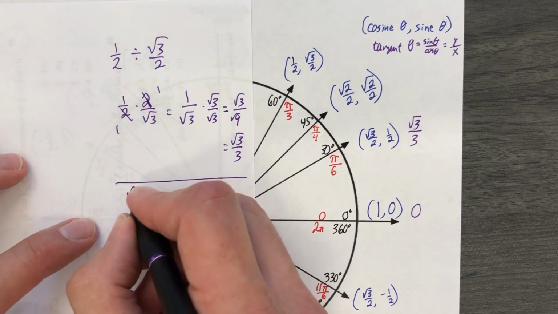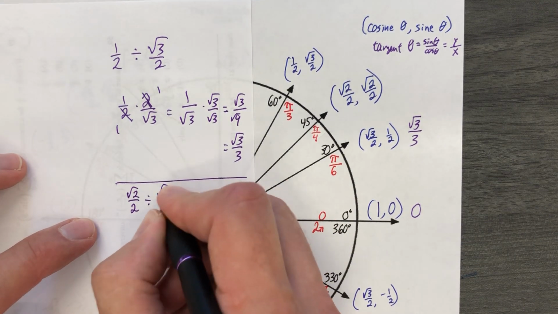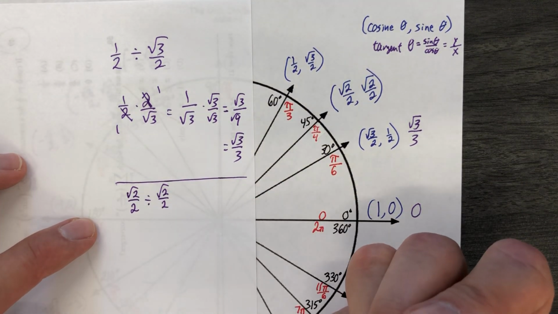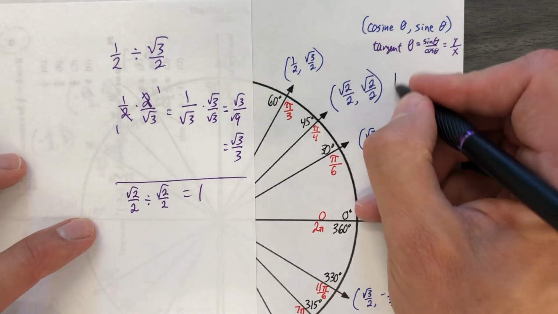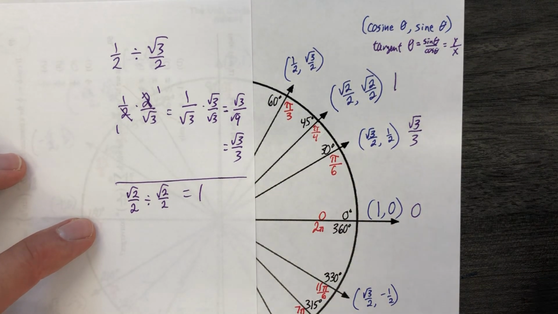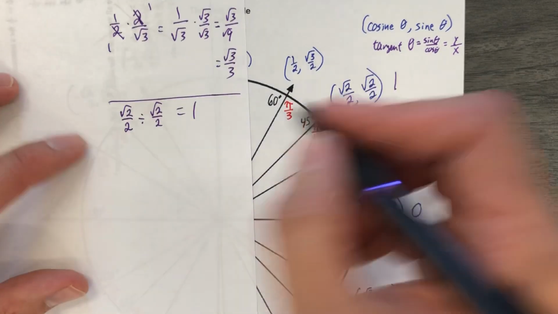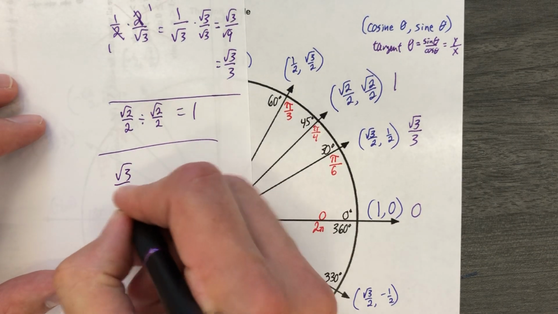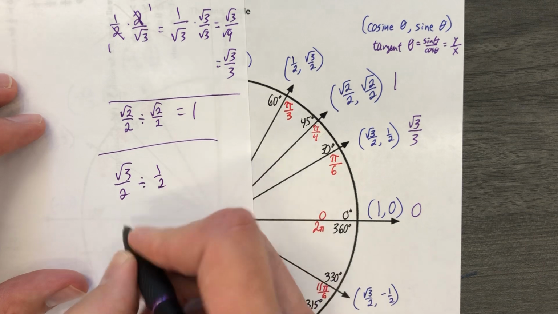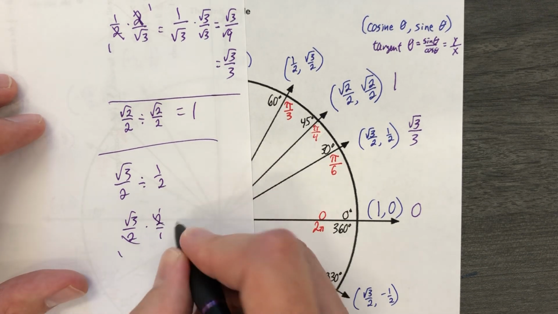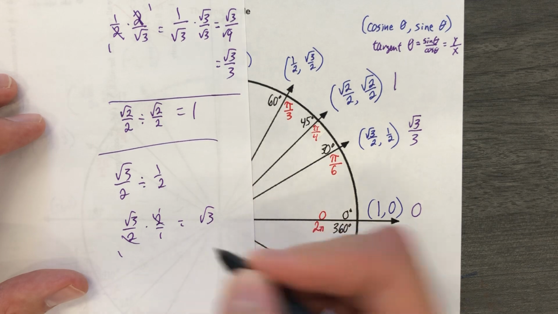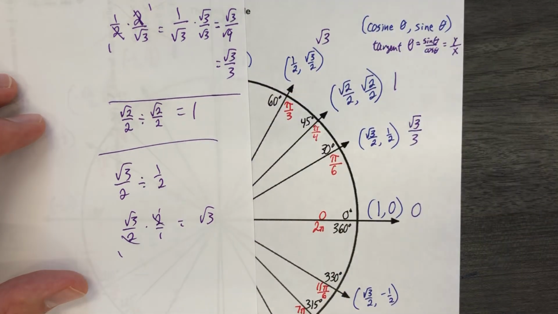Okay, let's do this one. Trust me, it's easy. Square root of 2 over 2 divided by square root of 2 over 2. You can represent it differently and be like, oh, that's something divided by itself. It's 1. Okay, square root of 3 over 2 divided by 1/2. That's the square root of 3 over 2 times 2 over 1. Cancel the 2's. It's going to give you square root of 3 over 1. That's the square root of 3.